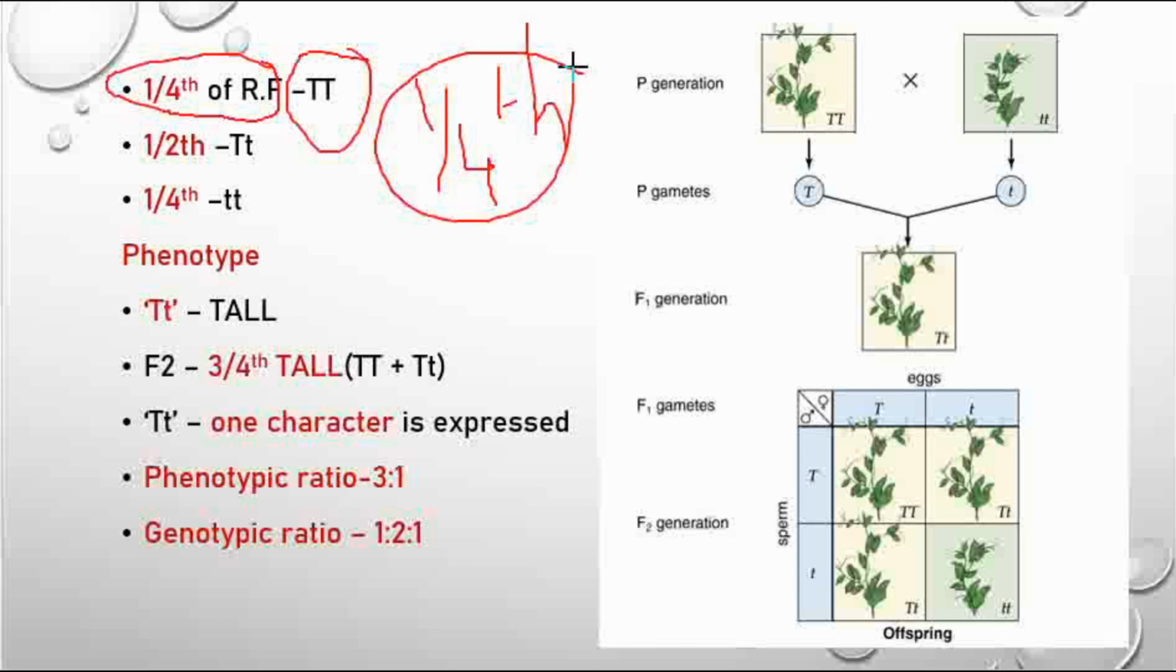And 1/2, half, lead to this combination of capital T, small t, and again 1/4 of this random fertilization leads to the combination of small t, that is the dwarf plant. So coming to the phenotype, we have talked about the genotype, that is the genetic combination. Talking about the phenotype, even this capital T, small t is a tall plant only. So அதுவும் டாலாக தான் இருக்குது, அதுதான் நம்ம phenotypeன்னு சொல்லுவோம் இல்லையா.